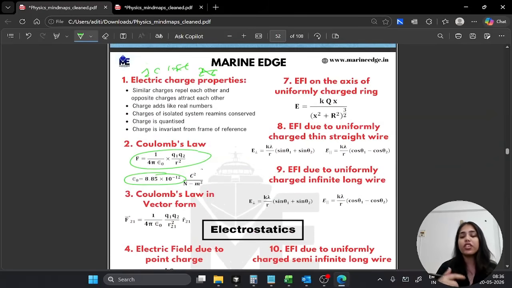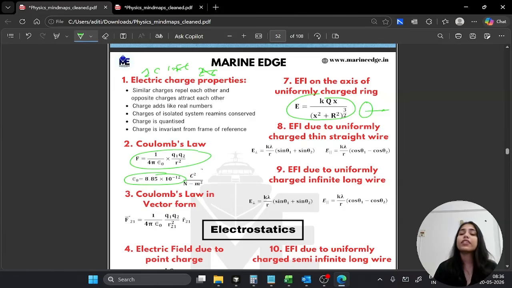Now, if we have a uniformly charged ring, on the axis of this ring, on this line, the electric field is calculated like this. This is the formula: KQx upon the appropriate power, where x is the distance where you are placing the object, or the distance where you will be experiencing this electric field.